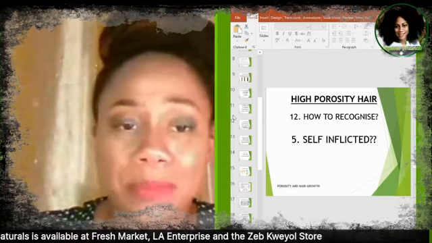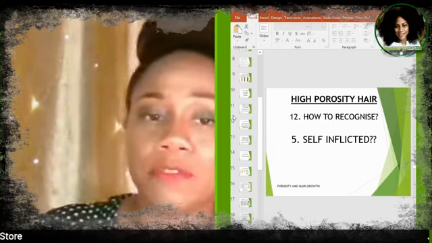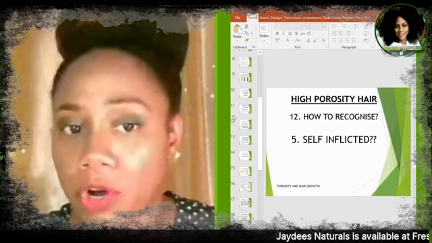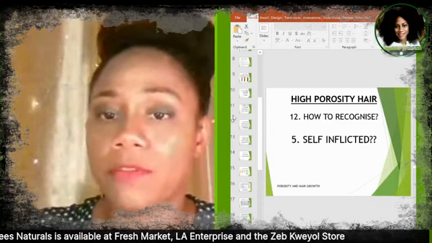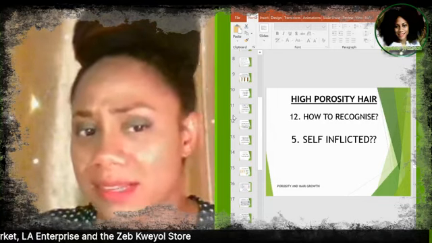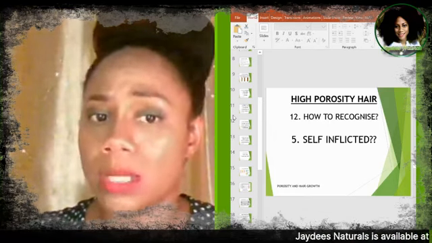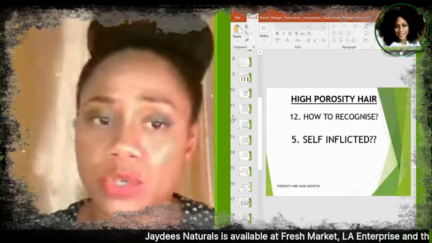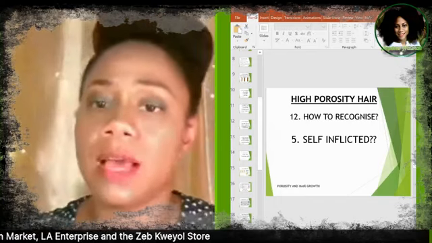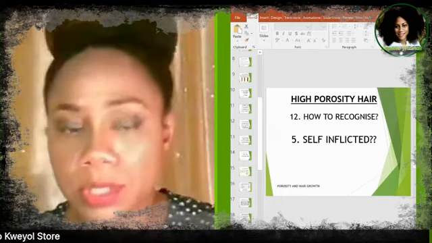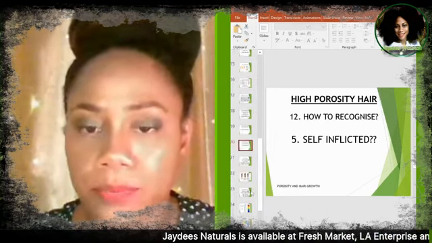But yes, it can be self-inflicted, and if that does happen, even if you've had low porosity hair before, you need to always reevaluate how your hair reacts to products. If your hair stops reacting to products a certain way, then that might be a reason for you to reevaluate what type of hair you have based on what you have been doing with it. If you've been doing too many braids or using a lot of heat, you'll have to change your regimen to suit it because your hair is now high porosity. So, not a good thing.